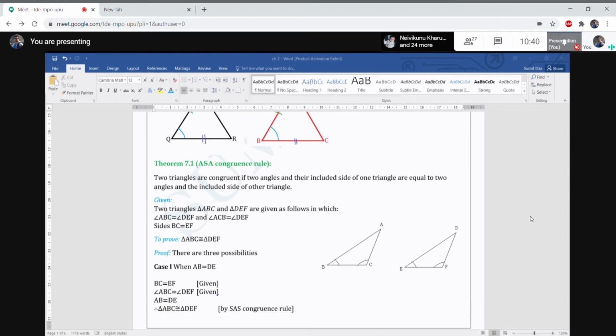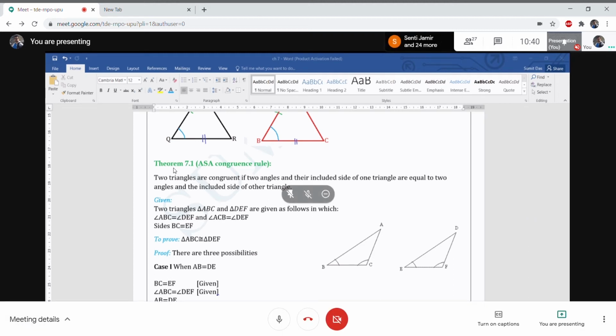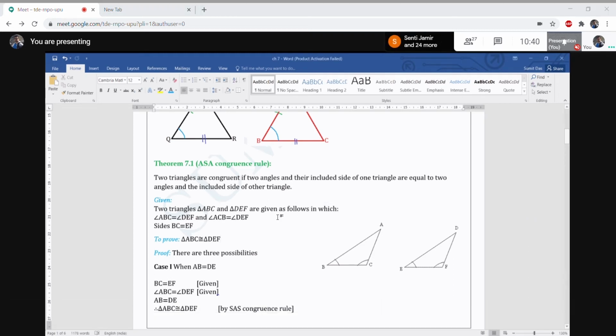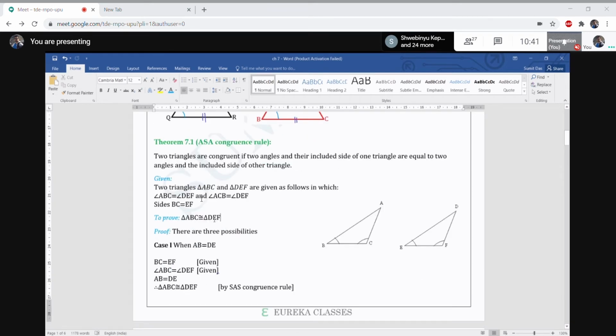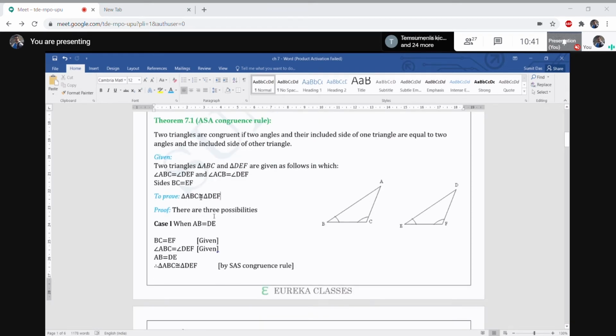So there is a high chance of a theorem coming from chapter 7. Chapter 7 and 8 also have some theorems, but this is a very important theorem that can come for proof, and it is also a little bit complicated. So for 5 marks you can expect it. But it is very easy, no need to worry.